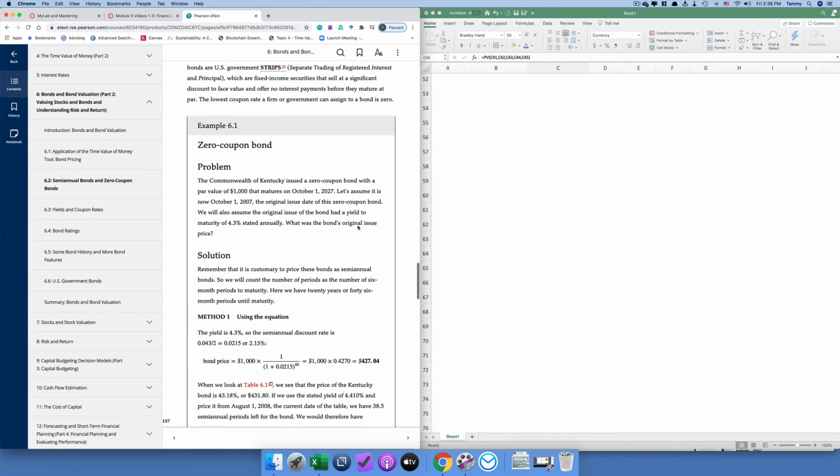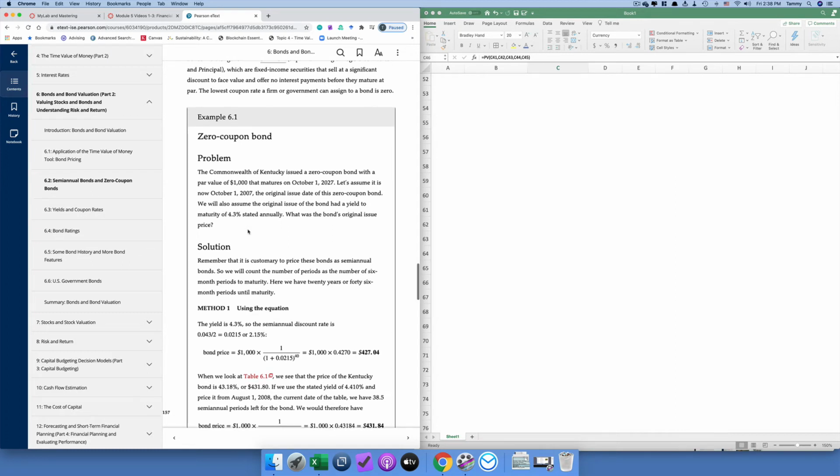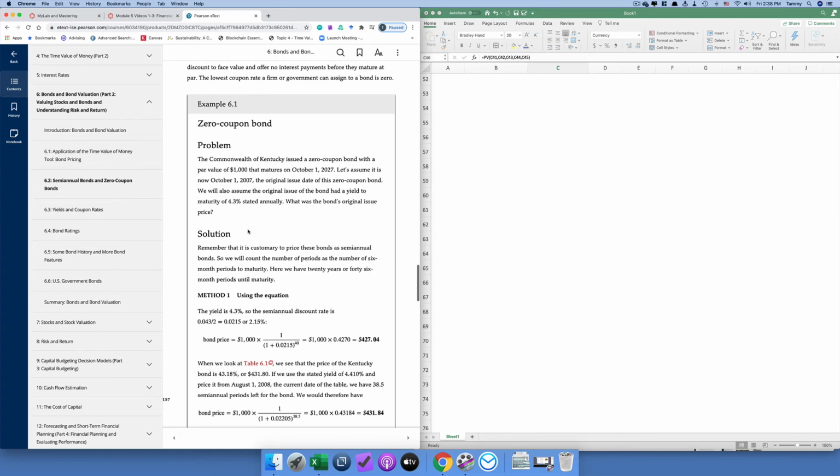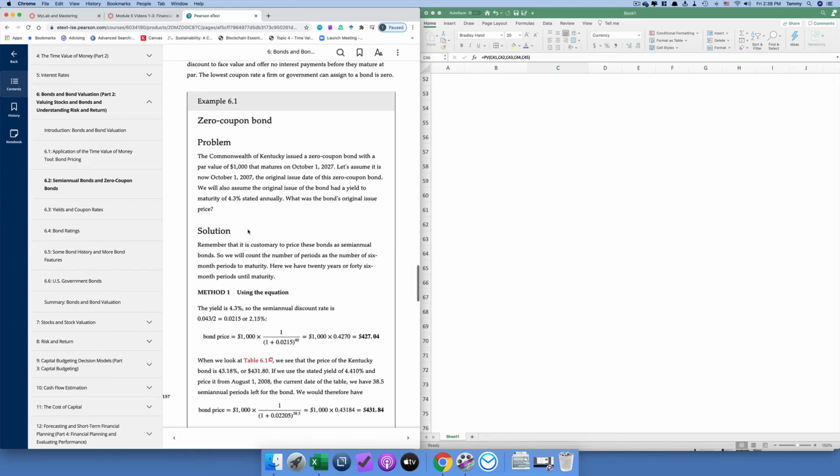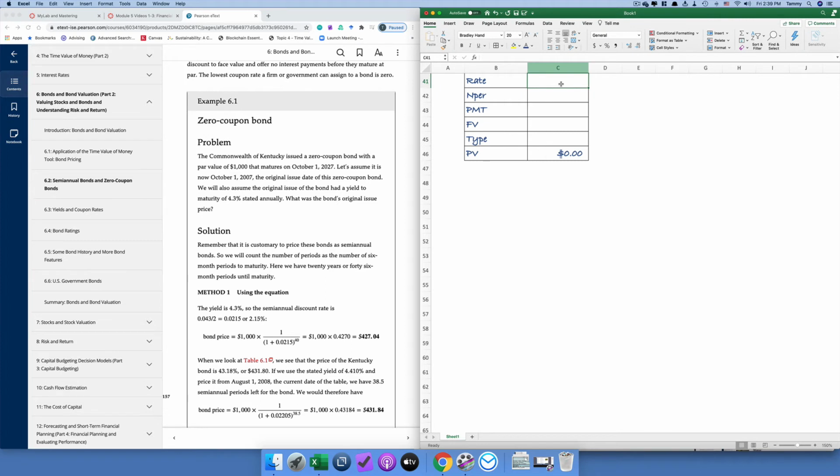So here we have our example of a zero coupon bond with a par value of $1,000. It matures in 2027. It was issued in 2007. And they're stating that it's a 4.3% return for this 20-year bond. And so the question is, what was the price? It's a present value problem, right? So here's a little example here.